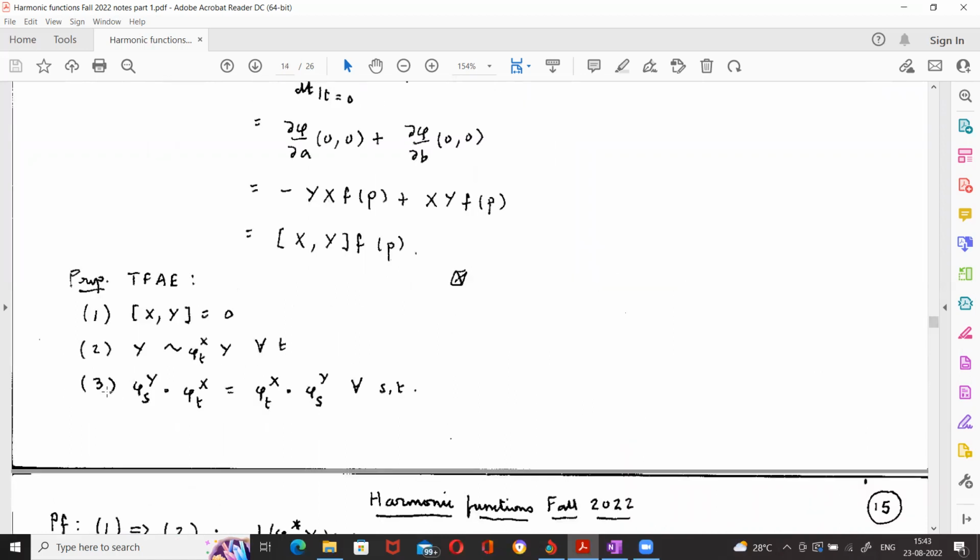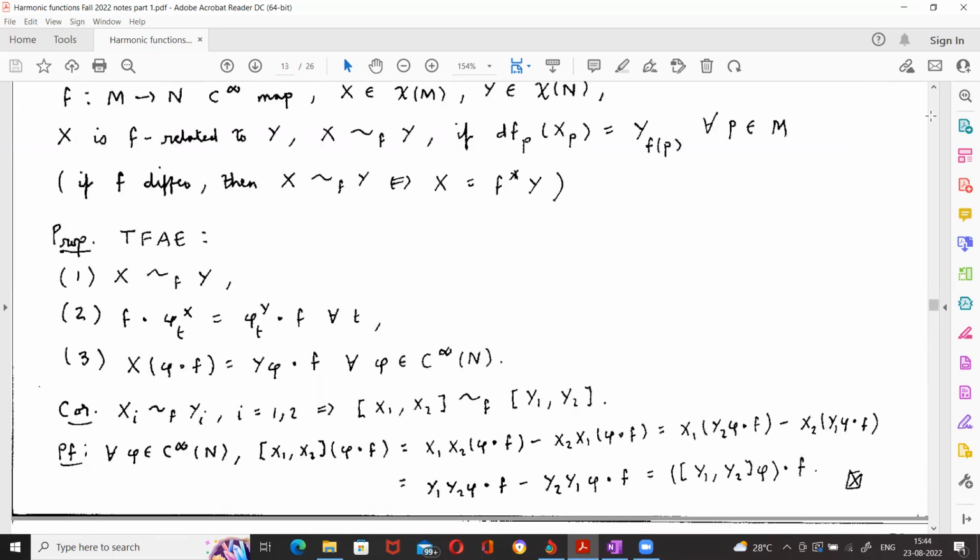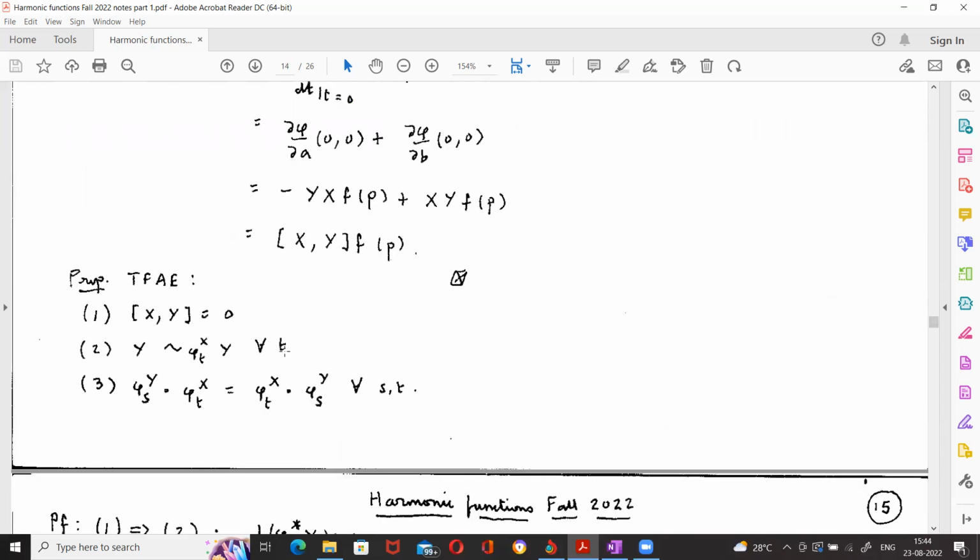And now 2 implies 3 is what we did earlier: if 2 vector fields are related by a map phi, then phi semi-conjugates the flow of one to the other. So here that will just mean that phi t x will semi-conjugate the flow of y to the flow of y. In other words, the 2 flows will commute. So 2 is equivalent to 3 follows from the earlier proposition that we had, the equivalence of 1 and 2 here gives me the equivalence of 2 and 3 here.